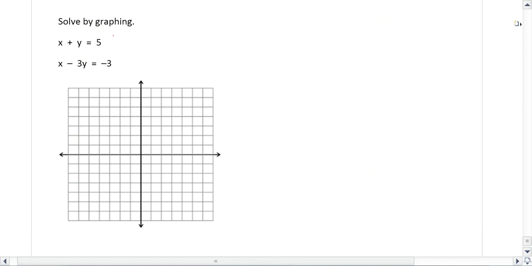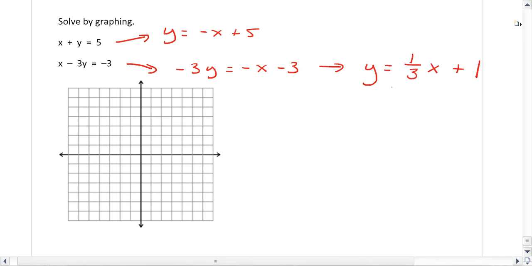So the first example we have, we're asked to solve this system by graphing. So we're going to plot each line very carefully, and we're going to see where they cross. Now, whether you're doing the T-chart method or the calculator method, you do need to solve both of these for y. So y here equals -x plus 5. And for this one, we get -3y equals -x minus 3. And then if we divide everything by -3, we get y equals 1/3 x plus 1.